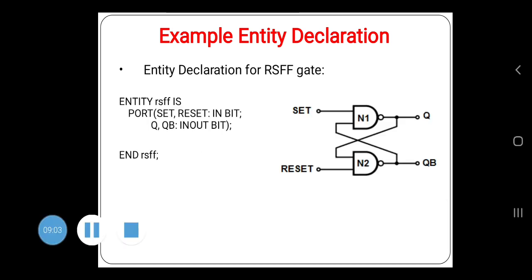One more example we will see of entity declaration is of RS flip-flop. Here entity RS flip-flop, your logic diagram is shown here. Your set and reset are the inputs, but the second inputs to the NAND gates are Q and Q bar. And the outputs are Q and Q bar, and Q bar is shown by QB. So here the declaration is as shown.